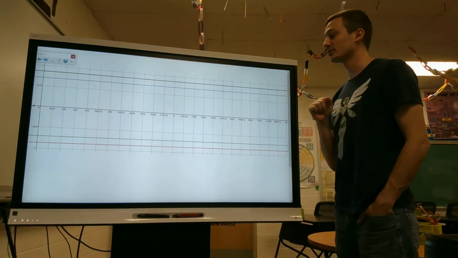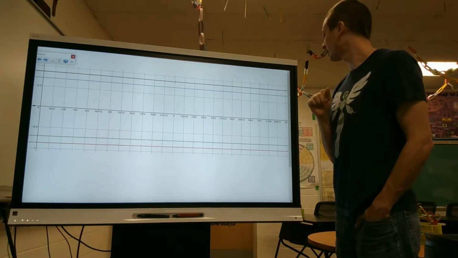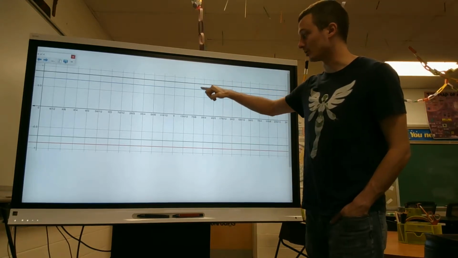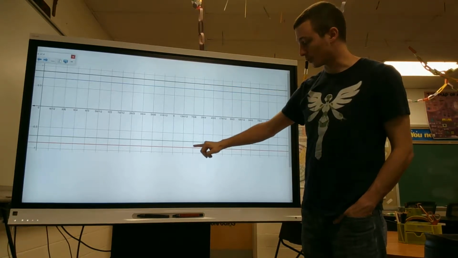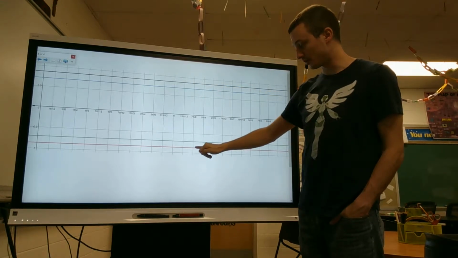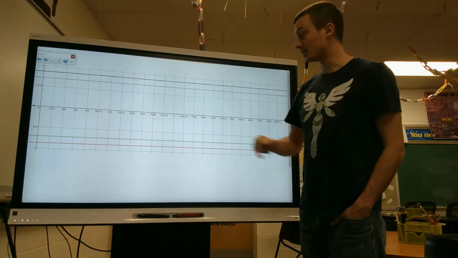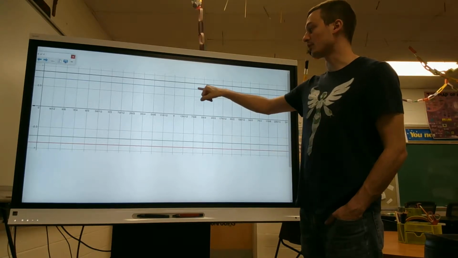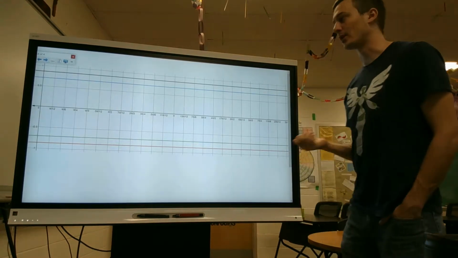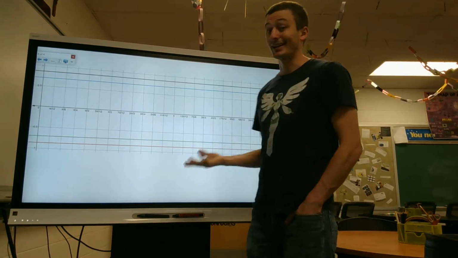I went to Desmos, gotta give credit where credit is due, and I made this nice graph. Now I did add some extra lines on here. The black and the red lines represent positive square root of 3 over 2 and negative square root of 3 over 2. And the blue and the green lines represent positive square root of 2 over 2 and negative square root of 2 over 2. That'll come into use later when we're actually graphing sine and cosine, because that's what we're doing.